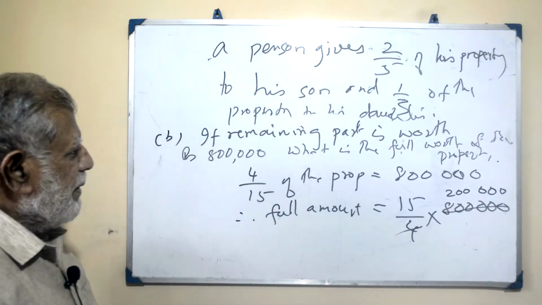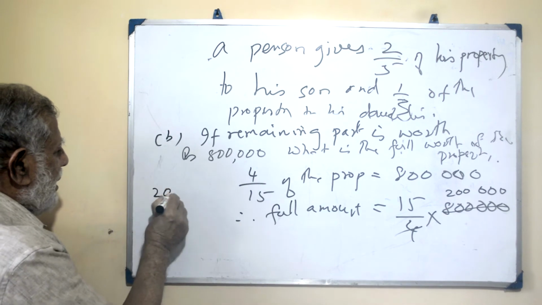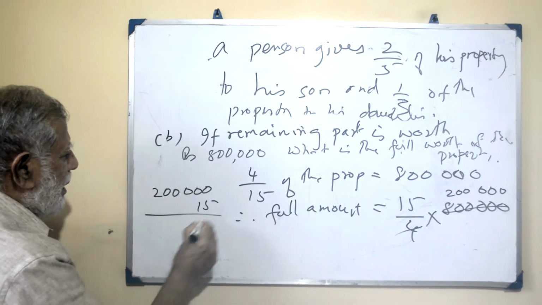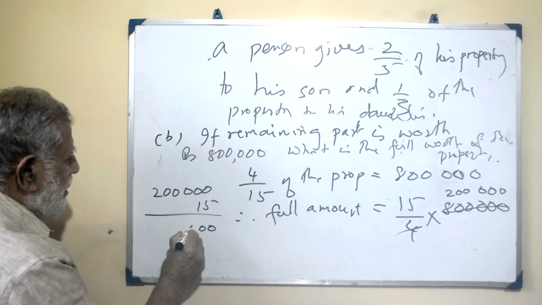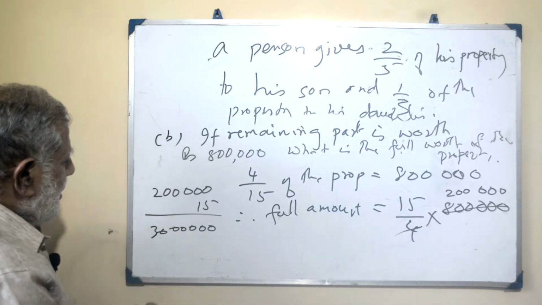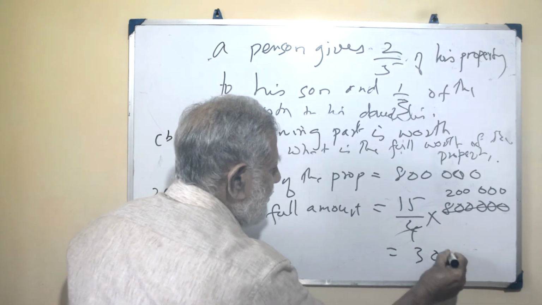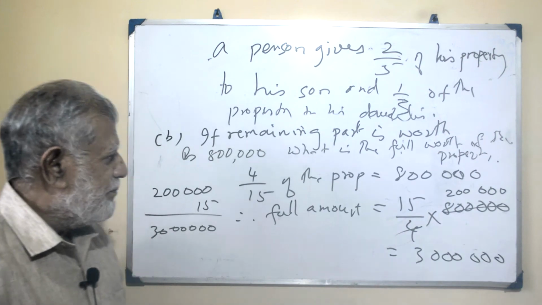So children, when you are multiplying with so many zeros, it is always better to write down the multiplication. Otherwise, if you miss one zero, the whole answer is wrong. Now 15. So how many zeros? 5 zeros? Not 5, and 30. So the answer is equal to 3 million. So the full property is worth 3 million.